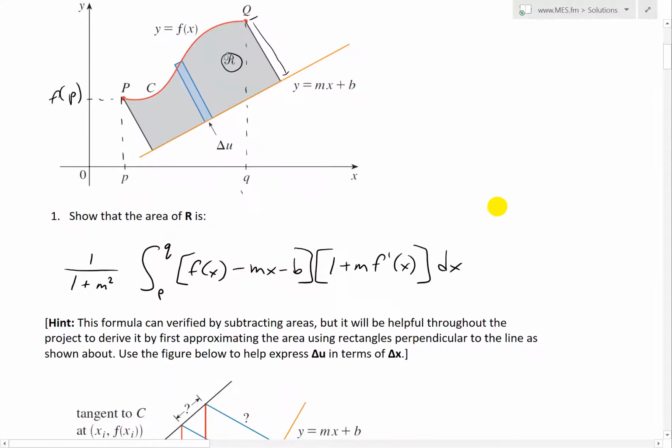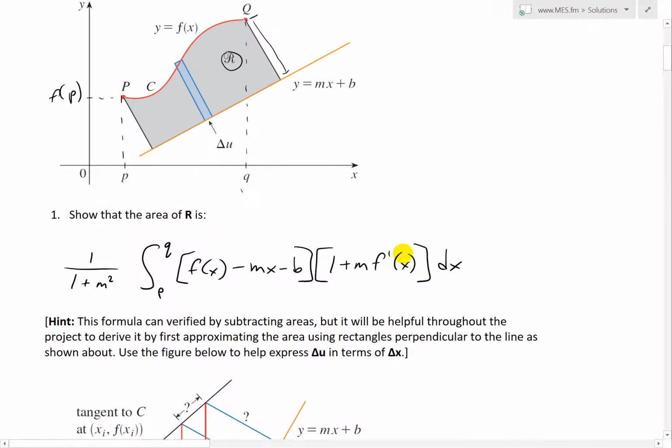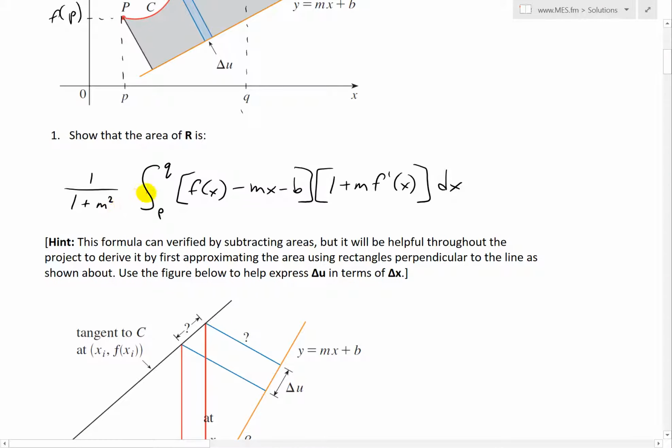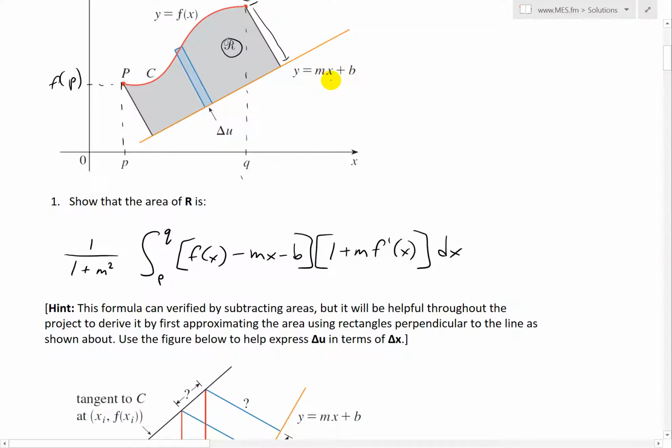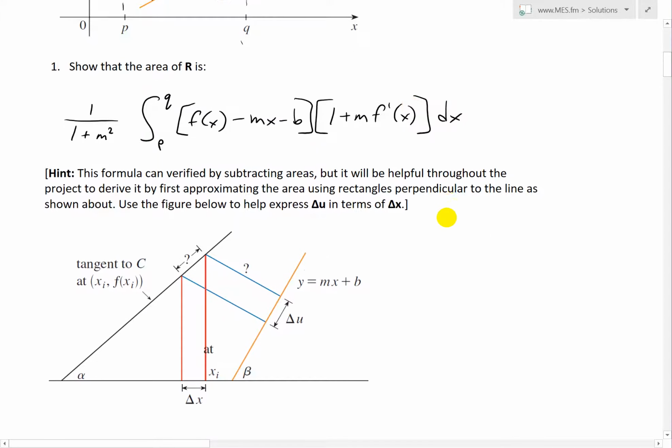And now, the question 1 that I'll cover states: show that the area of the region R is equal to 1 plus m squared, where m again is the slope of this line, times the integral from P to Q of f of x minus mx minus b, all times 1 plus m times the derivative f prime of x dx.